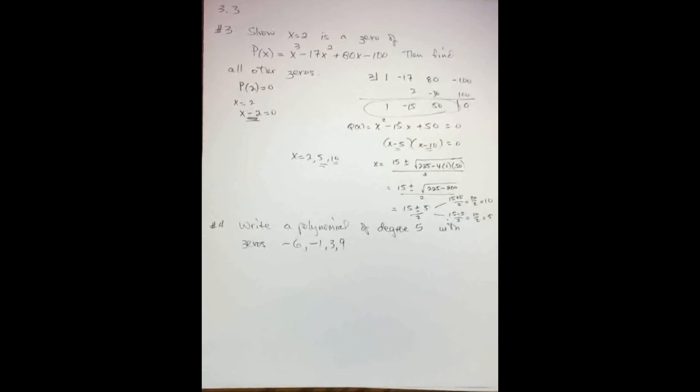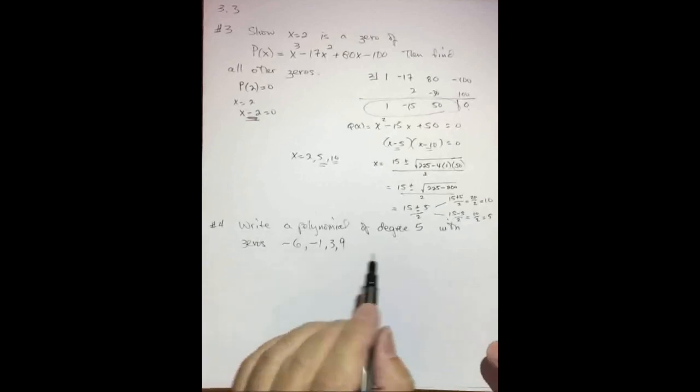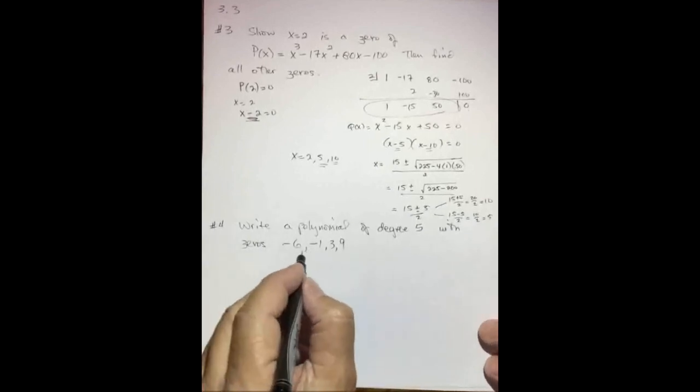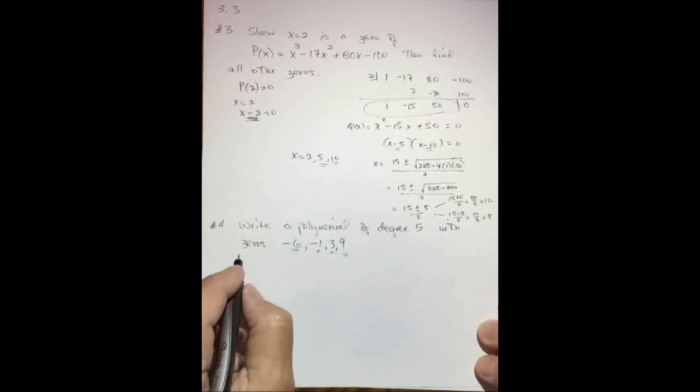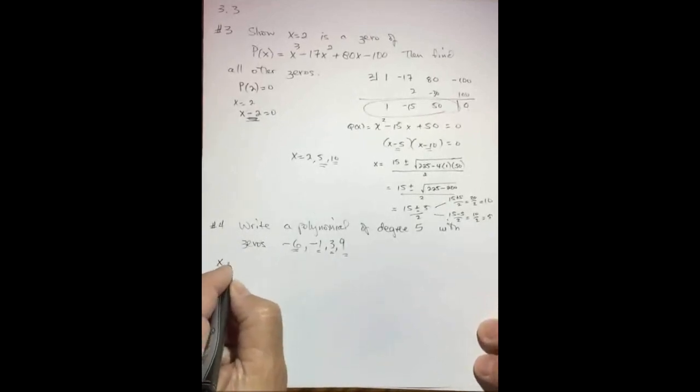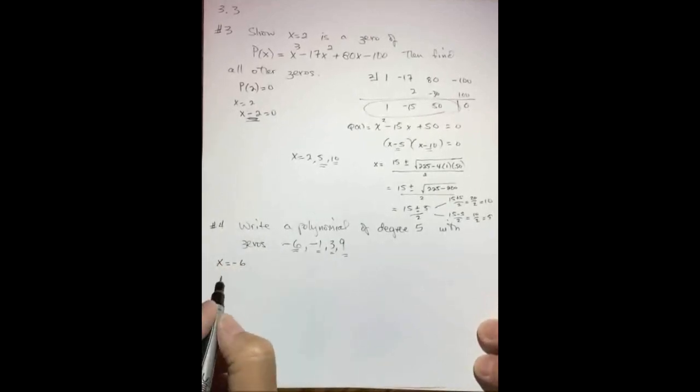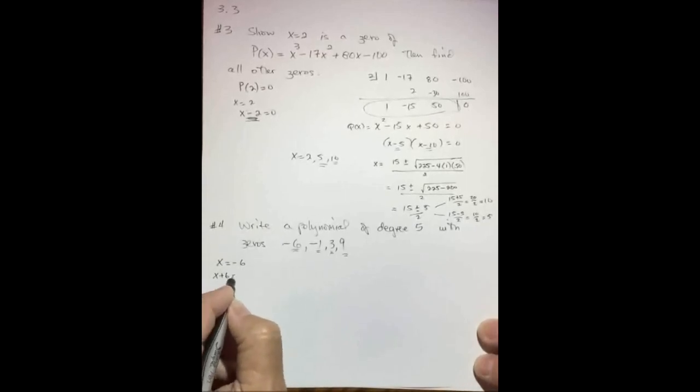Now, problem 4 is a really cute problem. It's a lot of fun. Now, look at what it says. It says, find a polynomial of degree 5 with these zeros. Now, notice there's only 4 zeros. What does it mean to be a 0? That means that x equals minus 6 is a solution. And if I move that over, I get x plus 6 equals 0 as a factor. So one factor is x plus 6.